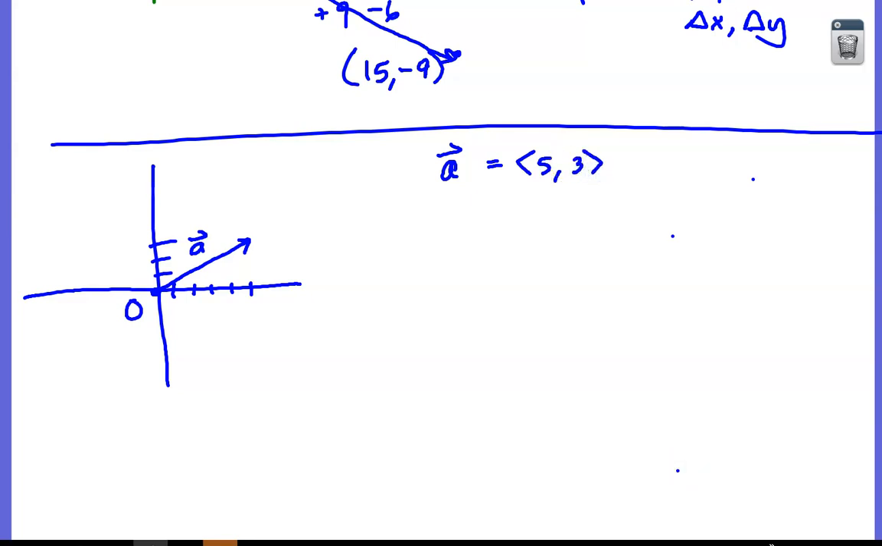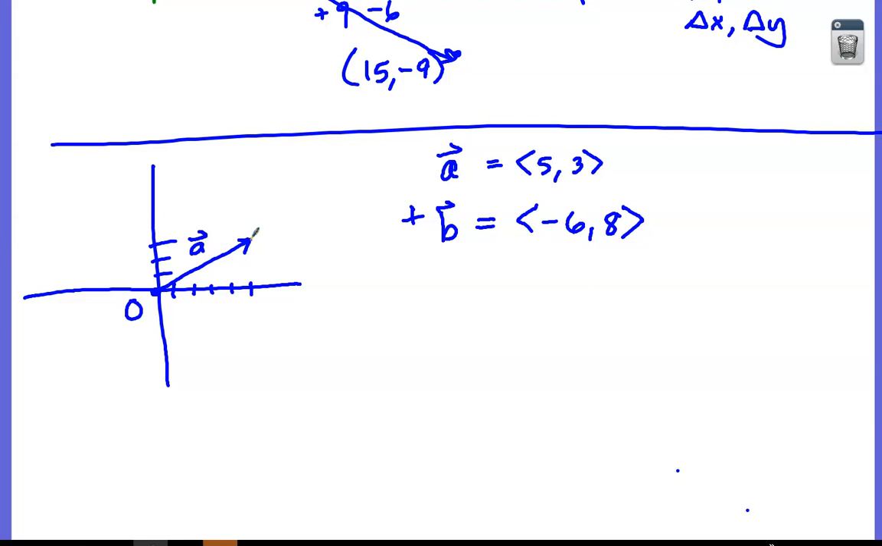You could almost think of this as a map. And then maybe from there you decided to keep walking, but you're going to change directions. From there you went down 6 and then you went east 8. Notice these are two vectors in component form: change in x, change in y. What I could do is graph this vector on the end of this vector, because that's basically what you're doing when you're adding two vectors.